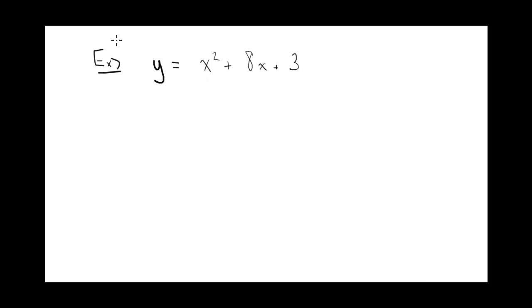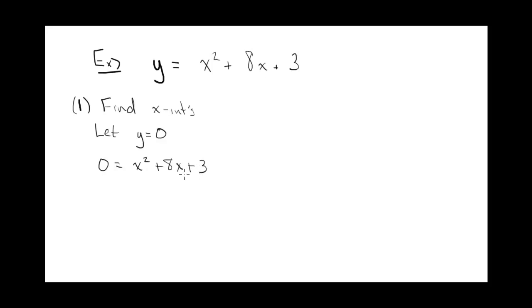Okay, so here's another example that I'm warning you about. So you try doing the same thing. You try to find the x-intercepts, and then you'd let y equal 0. So 0 equals x squared plus 8x plus 3.